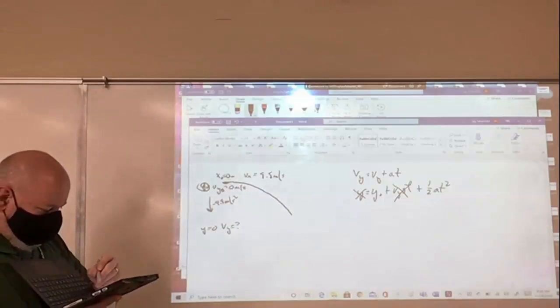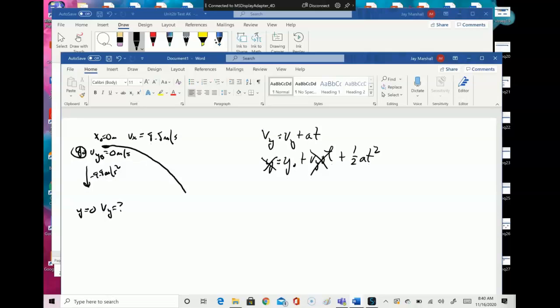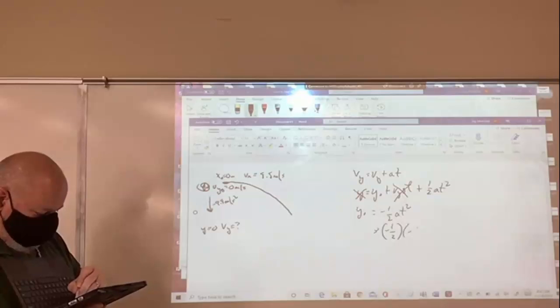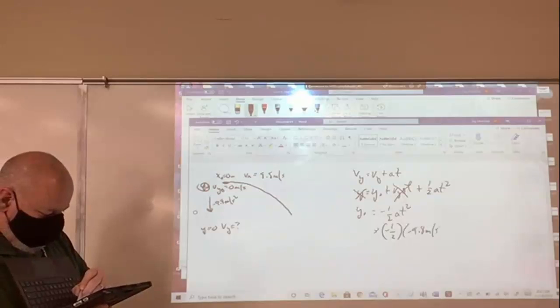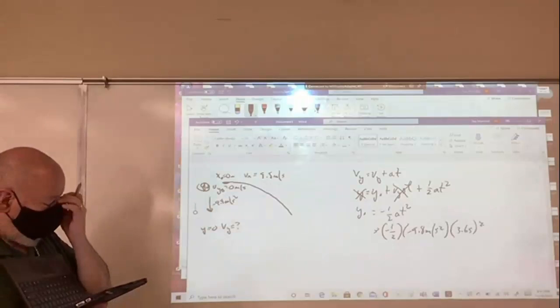And I know that to find time, or no, I want to know my height, right? So I want to know y0. So y0 is going to equal negative 1/2 at squared, right? Because in order to get y0 by itself, I'm going to have to subtract this to the other side of the equation. Equals negative 1/2 times negative 9.8 meters per second squared times 3.6 seconds squared.